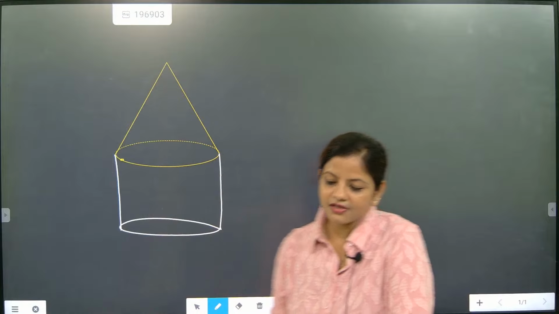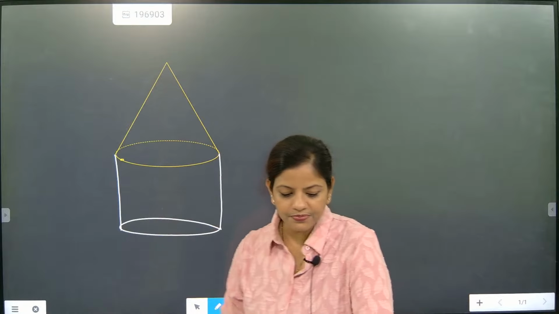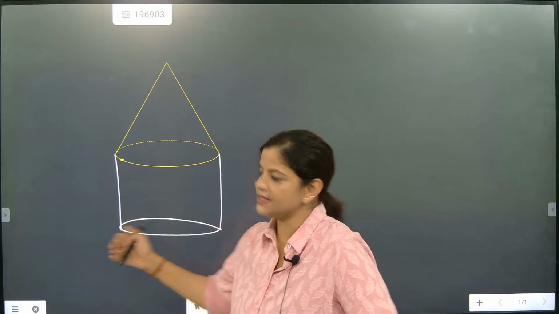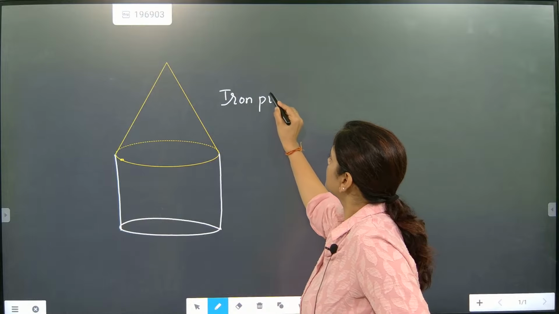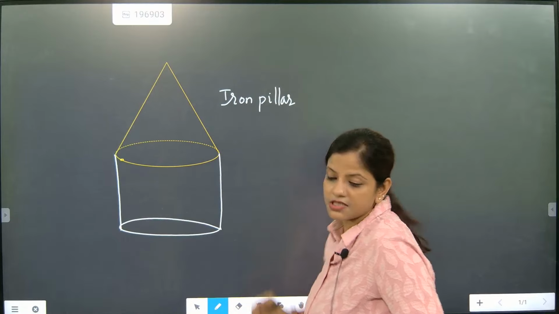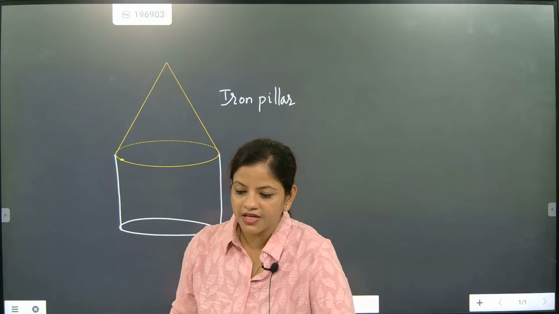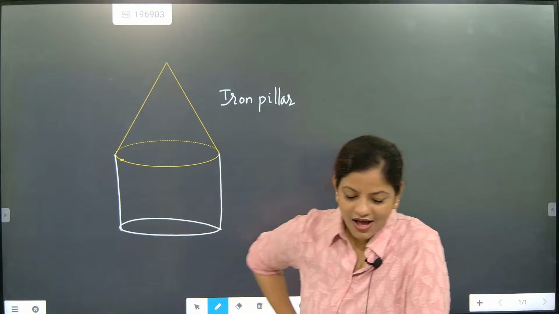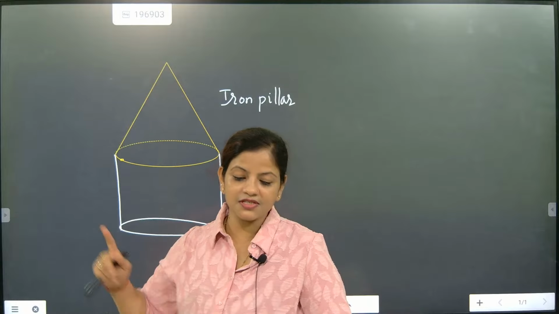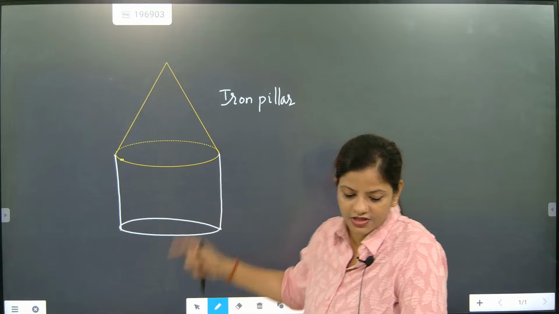So now look here. This is an iron pillar. Listen to me very nicely. This is an iron pillar. After this, tomorrow holiday, ma'am? No, tomorrow I'm going to teach. So the iron pillar is there, and exactly one cone will be fitted with a cylinder.